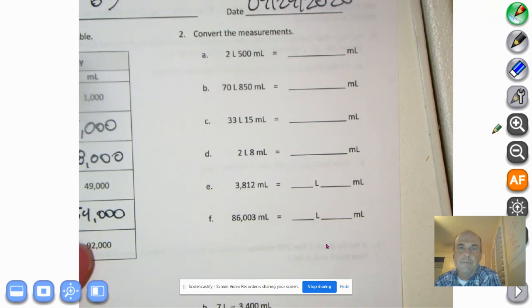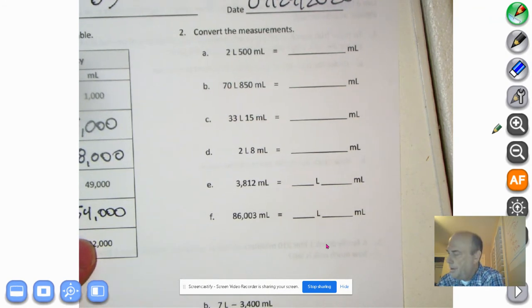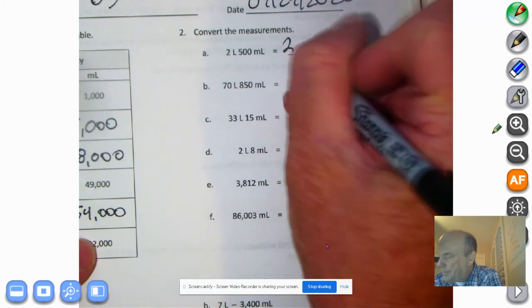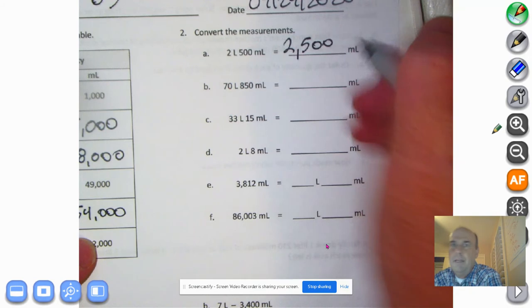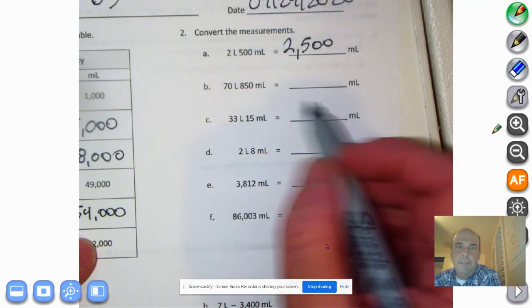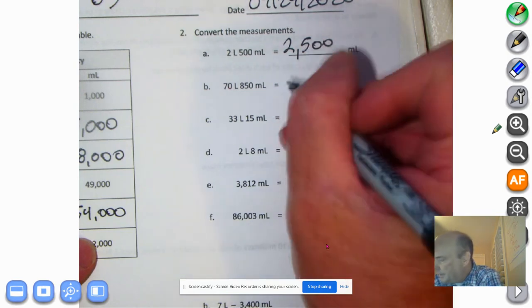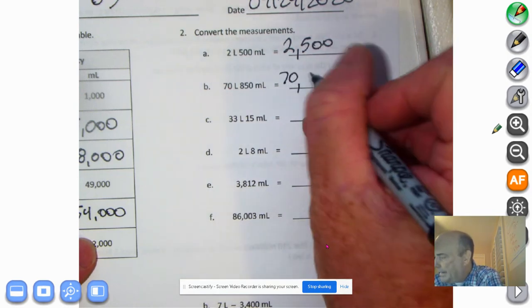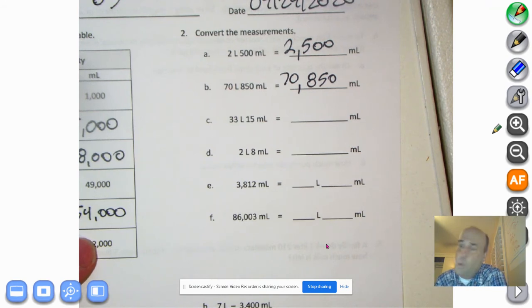All right, it's time to convert the measurements. We have 2 liters, 500 milliliters. So that would be 2,000 and then 500 milliliters. I'm going to do one more, and then I want you to tackle some of these on your own. It's 70 liters, 850 milliliters. Well, that would be 70,850 milliliters. Do you see a pattern? I hope you do. Go ahead and give it your best shot. Maybe pause the recording and then come on back for more.